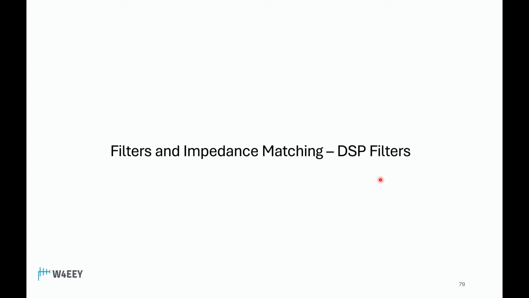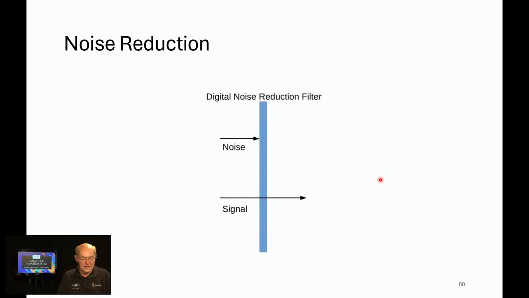Okay, filters and impedance matching. All right, more different kinds of filters. Another picture. This isn't a coffee filter, but it's the same concept. For a digital noise reduction filter, we want the signal to pass through, but we do not want the noise to pass through. Just a concept.